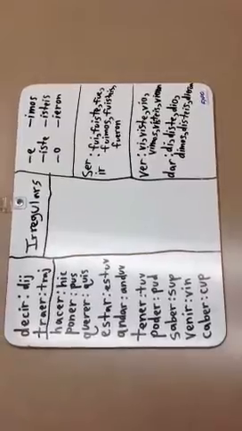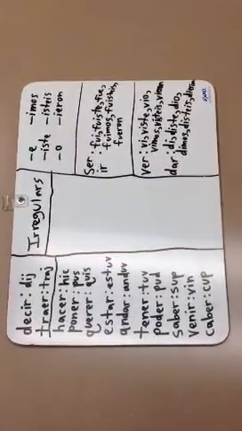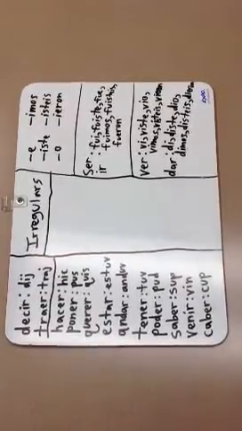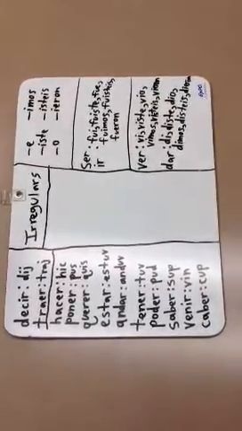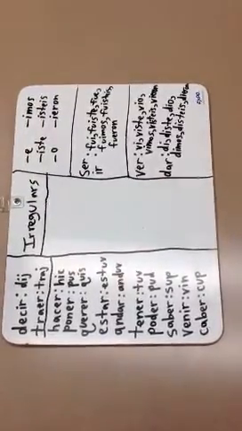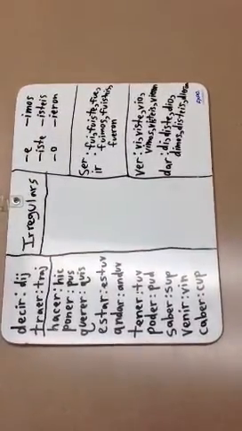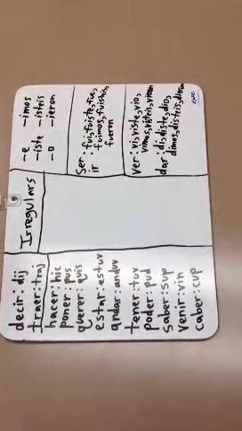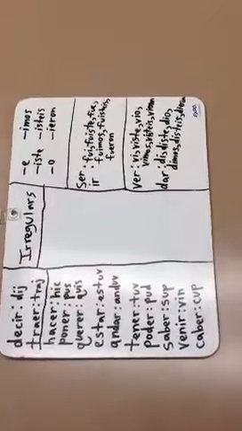For ver and dar, ver is vi, viste, vio, vimos, visteis, and vieron. And dar is the exact same thing, except substitute all of the v's with d's. So dar becomes di, diste, dio, dimos, disteis, and dieron. And that is the irregulars in the preterite tense.